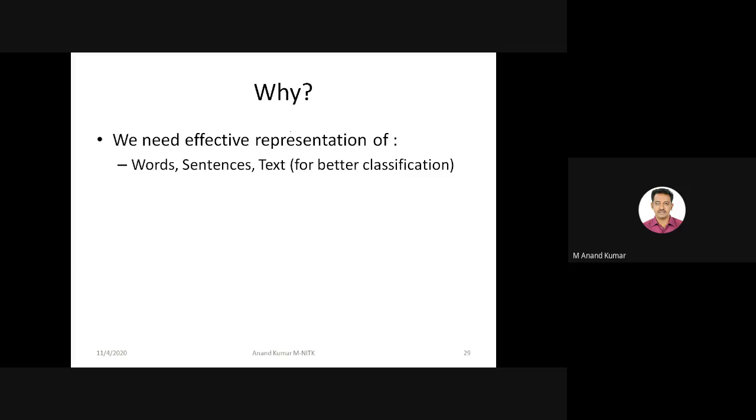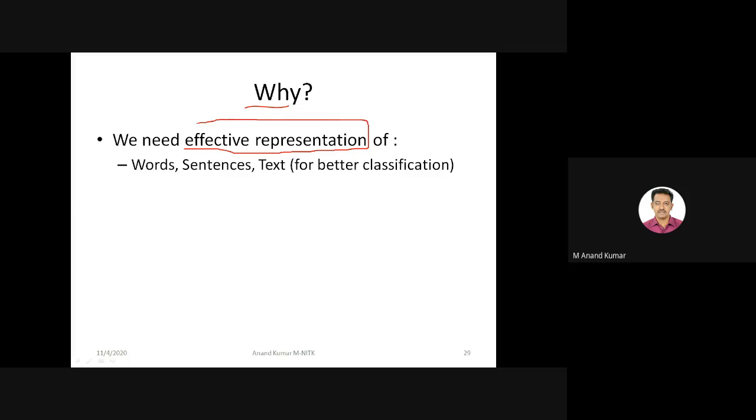So why do we want the numbers? As I said earlier, deep learning models know only mathematical numbers, because machine learning or deep learning is nothing but solving a set of equations. When you are solving a set of equations, you cannot pass the text content. So you should pass meaningful numbers. For that only we are going for the dense embedding, and we want an effective representation.